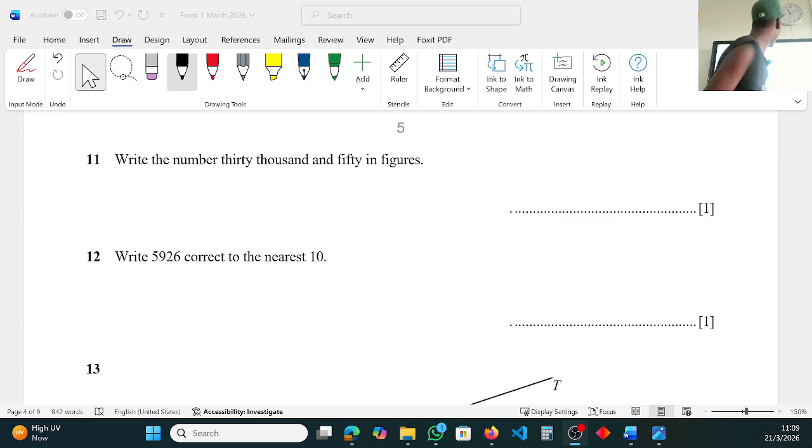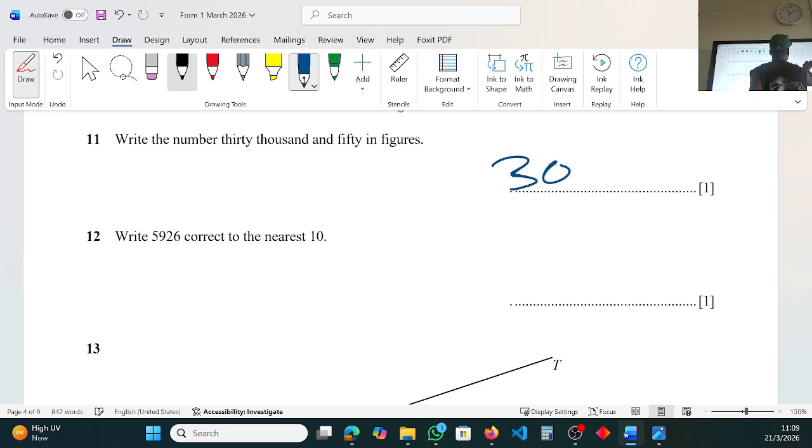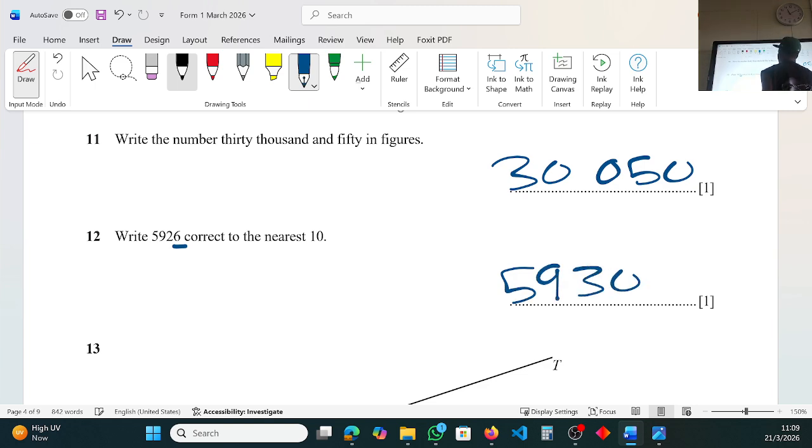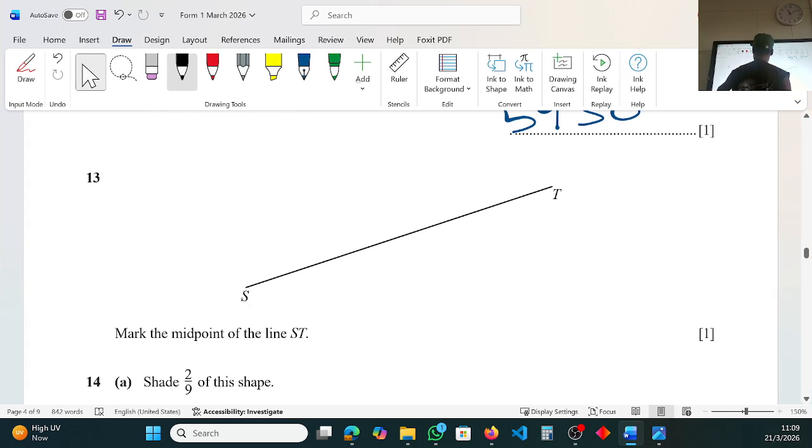All right. There we are. We are required again to write the number 30,050 in words. So 30,050, it will be like that. Then write 5,296 correct to the nearest 10. So like we did earlier, we make the decision using units. So that unit is more than 4. So it gives us 5,300.